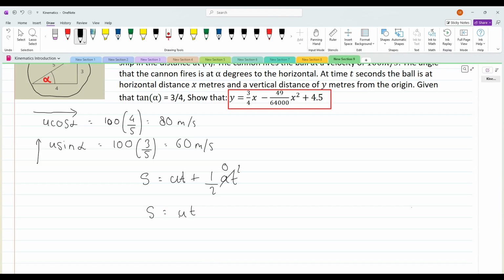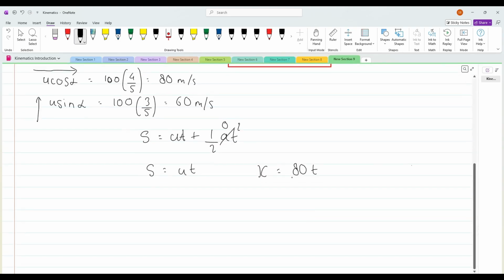We are told that the ball travels x meters at time equals t. So write this as x equals u, which was 80, times t. And we need to make t the subject, so we just divide by 80, divide by 80, that cancels, so we're left with t equals x over 80.